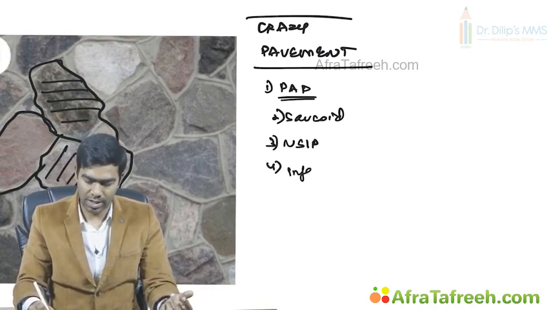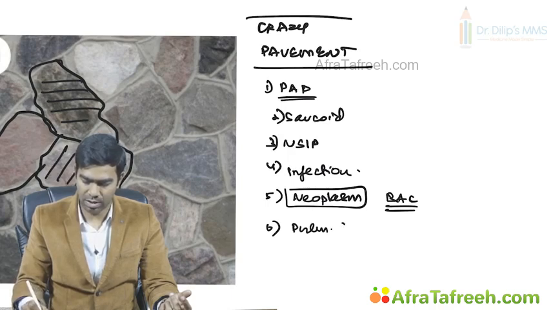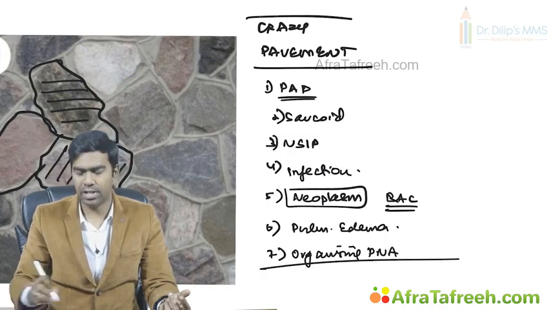And number 4, you can get it in infection also, like pneumonia. You can get it in a lot of neoplasms, and this is a very important one, neoplasm like bronchoalveolar carcinoma. Then you can get it in pulmonary edema, either cardiogenic or non-cardiogenic, or you can even get it in an organizing pneumonia, like COP. So many conditions can cause this.